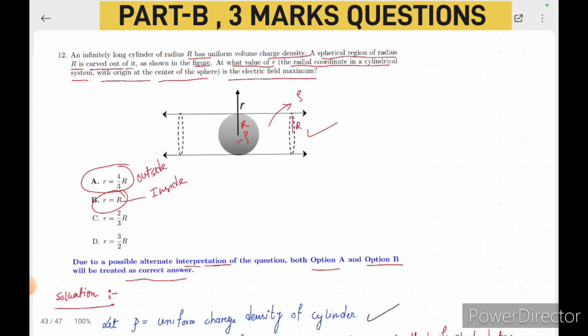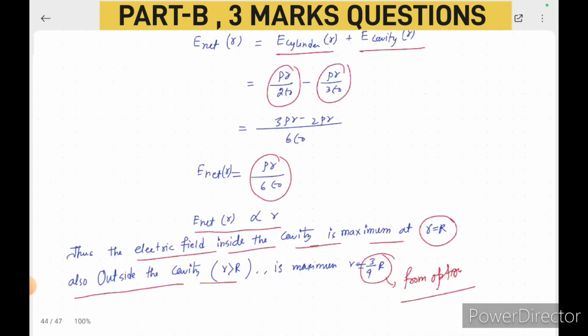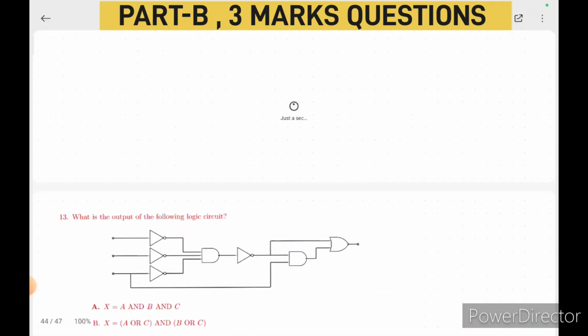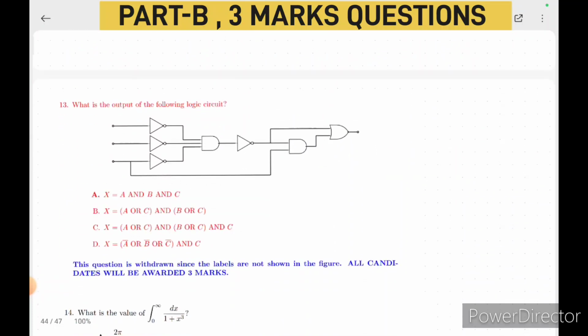Very good. Next we go to the next question. Question number 13 is a wrong question. This question is withdrawn since the labels are not shown in the figure. All candidates will be awarded 3 marks for this question. So this is actually a wrong question. Don't worry.